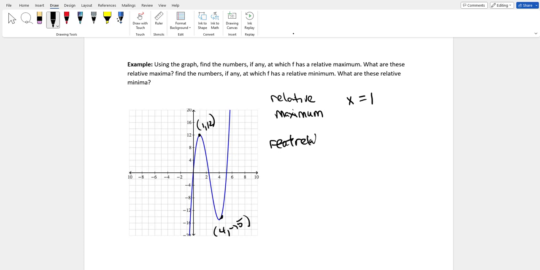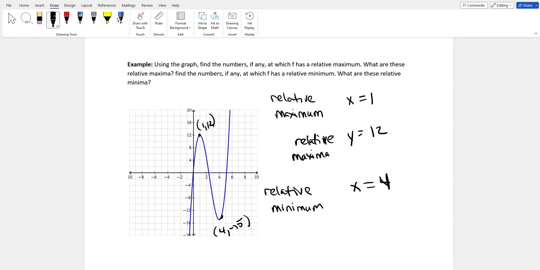The relative maxima is the y value of that. So y is 12. Sorry for my scribble scrabble. Let me see if I can erase some of this so you can read it. There we go. All right, so now let's look at our minimum point. That's the bottom. We're going to look at the relative minimum, and that's going to be x is equal to 4. And then your relative minima is your y value at that point, and that's y is equal to negative 15.